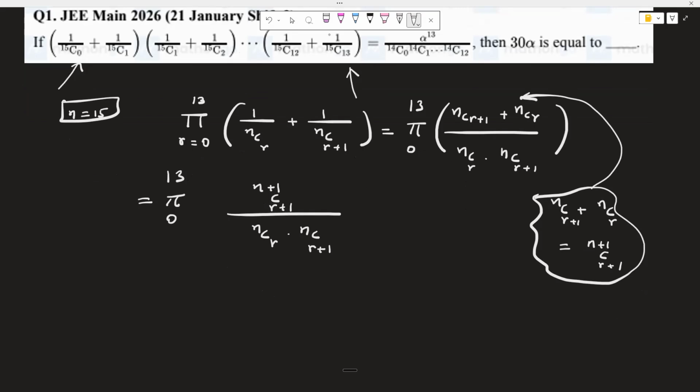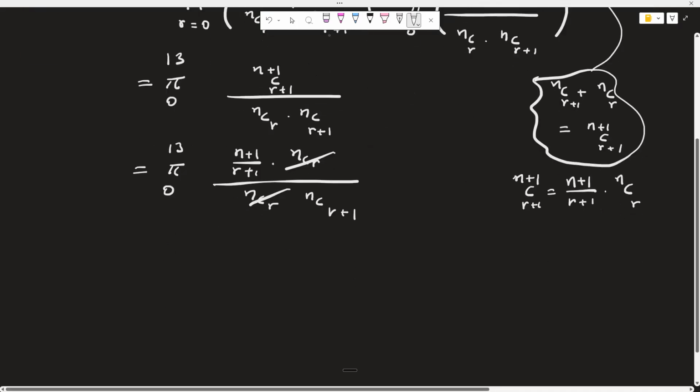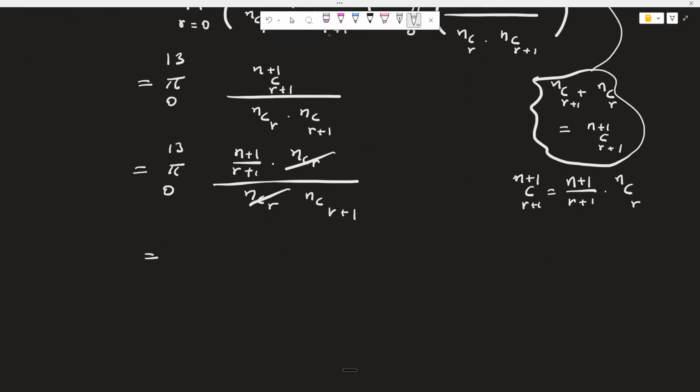And also, we can write this as pi 0 to 13. N plus 1 C R plus 1 means we can write N plus 1 by R plus 1 multiplied by NCR, decreasing 1 unit from both N and R. So therefore, N plus 1 by R plus 1 multiplied by NCR in the numerator, divided by NCR plus 1. So these two things got cancelled.